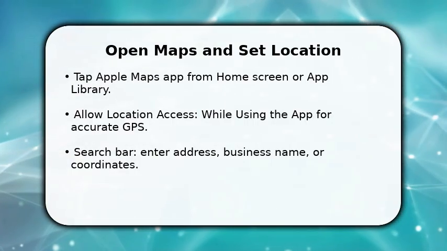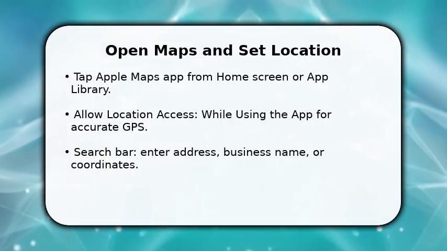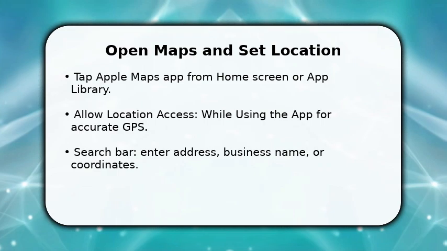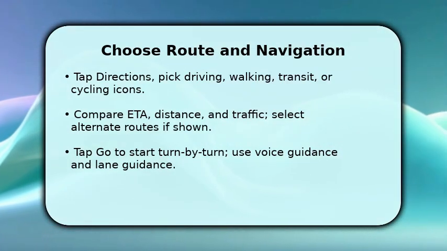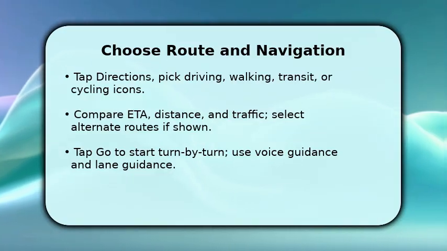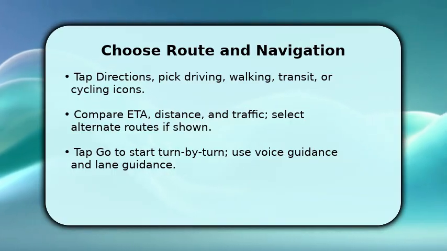If you have multiple addresses, save one as a favorite by scrolling down on the place card and tapping Add to Favorites. Once you select directions, choose your travel mode: driving, walking, transit, or cycling depending on need. You'll see route options with ETA and traffic overlays. Compare them and tap an alternate route to switch.